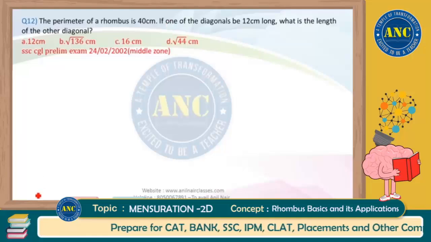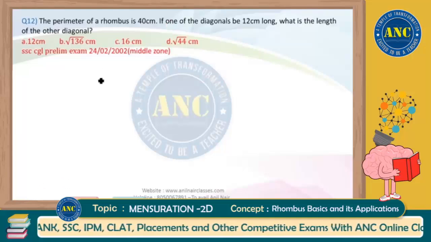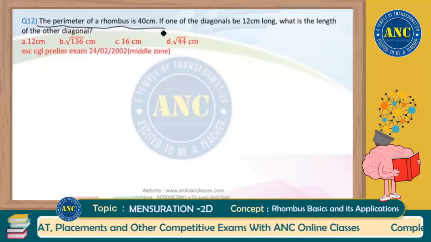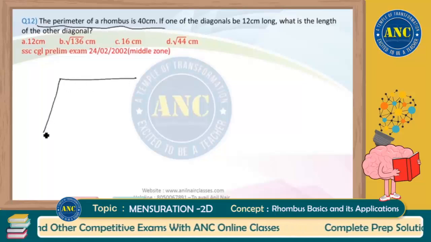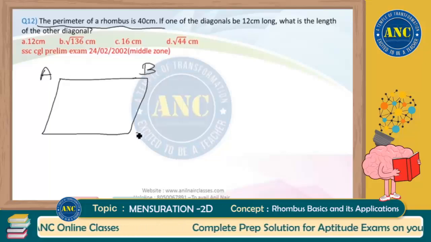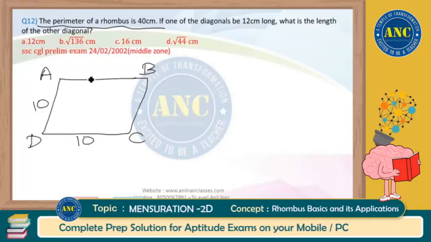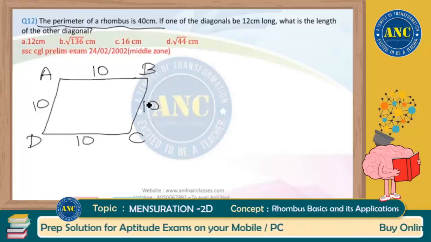Tell me the answer for this question. In the previous question, perimeter was asked. In this question, perimeter is given. Perimeter of a rhombus is 40 centimeter. That means the beauty about this is, perimeter is 40 means all the four sides are equal. That means each side is 10 centimeter. Beautiful. This is clear for me.